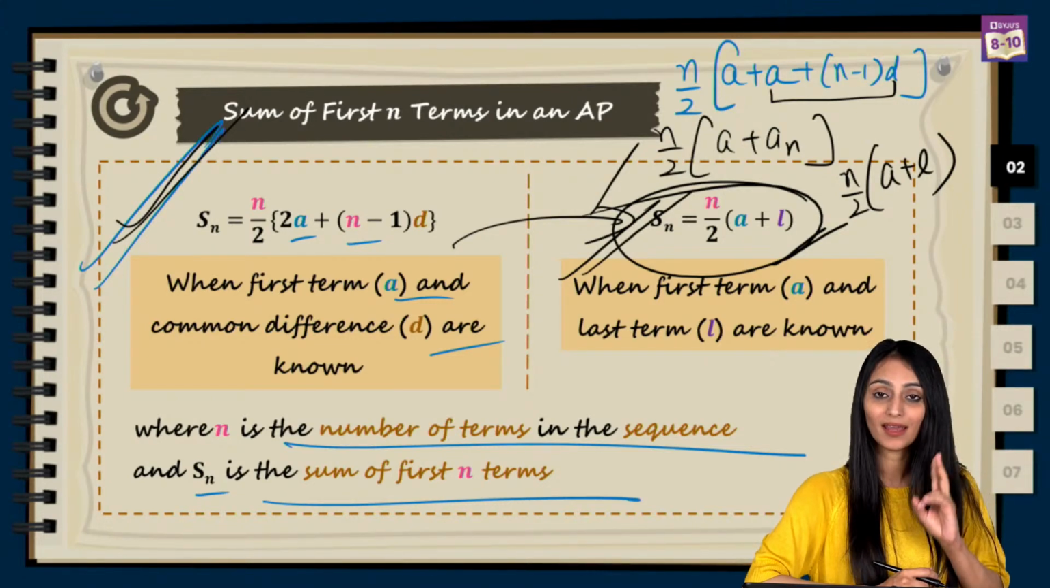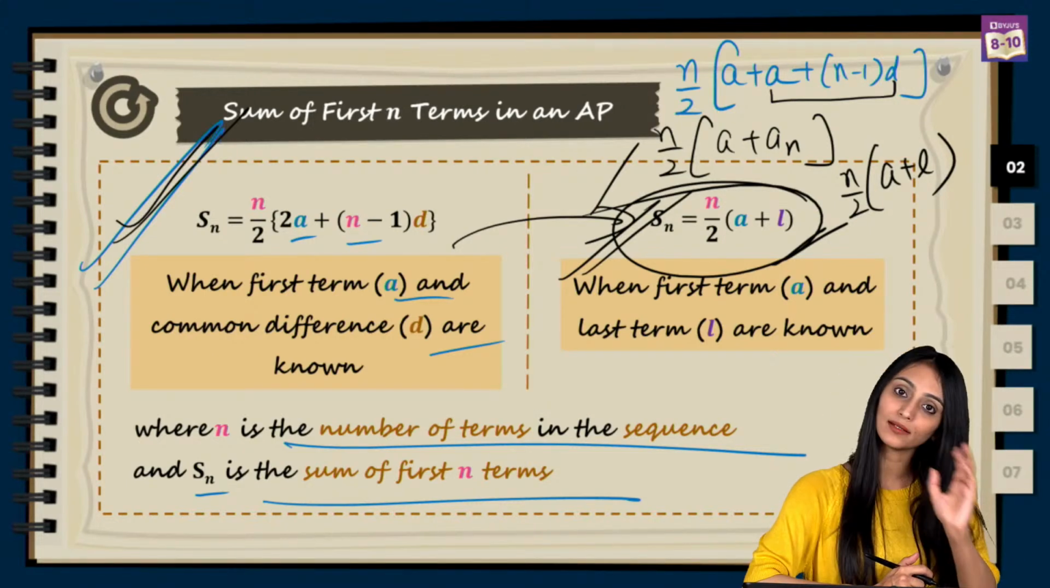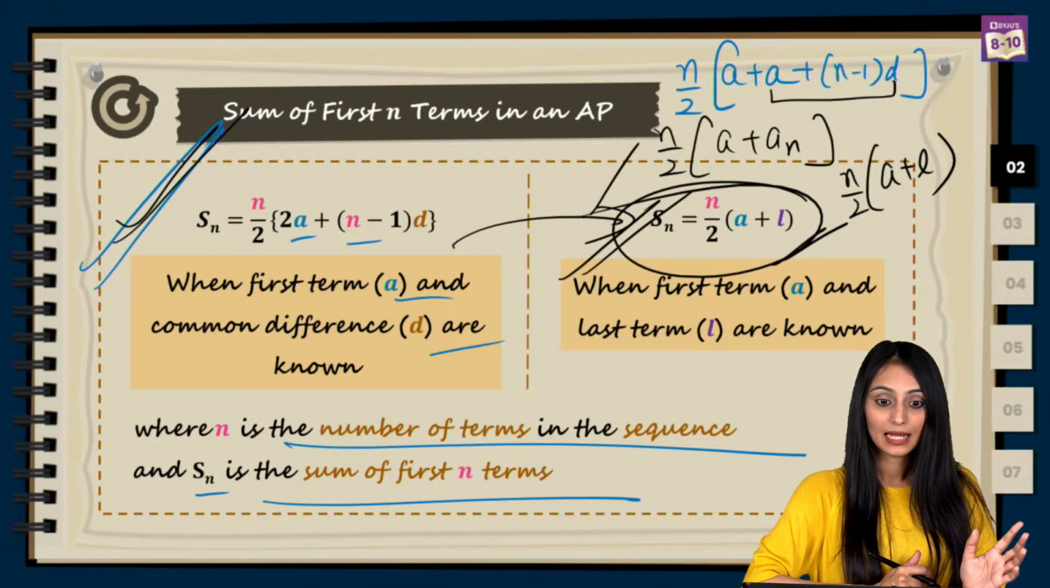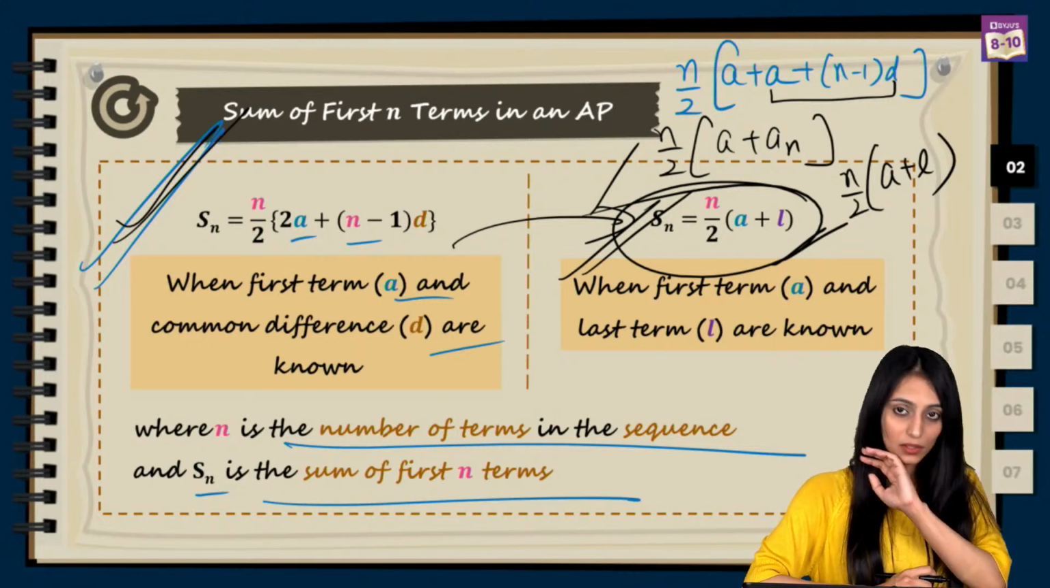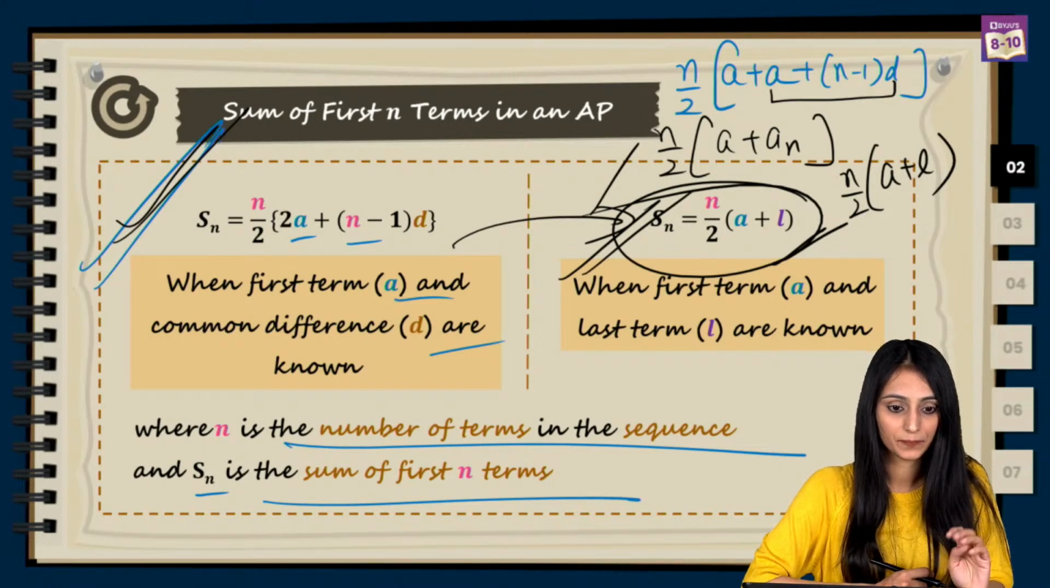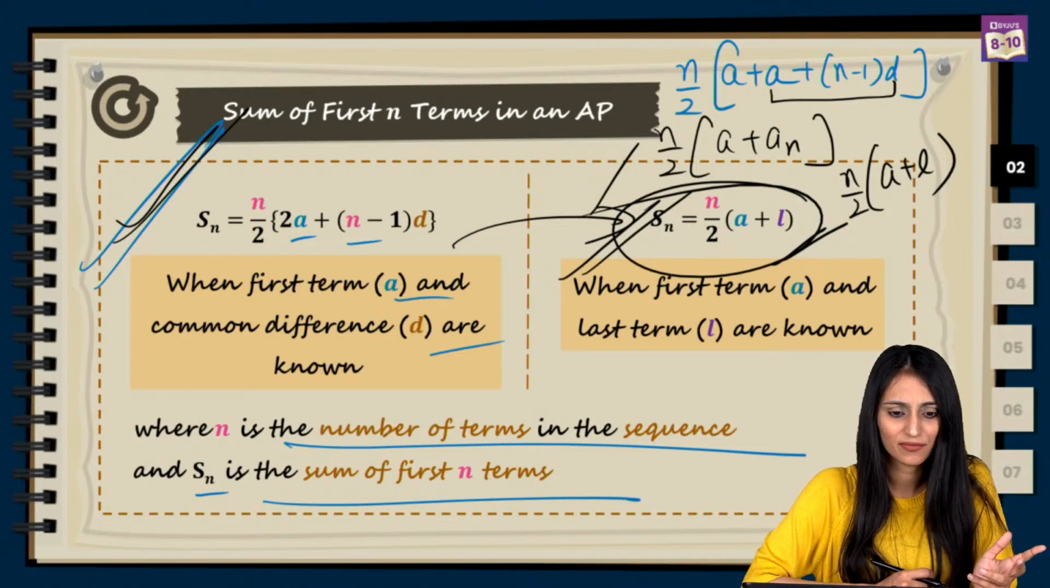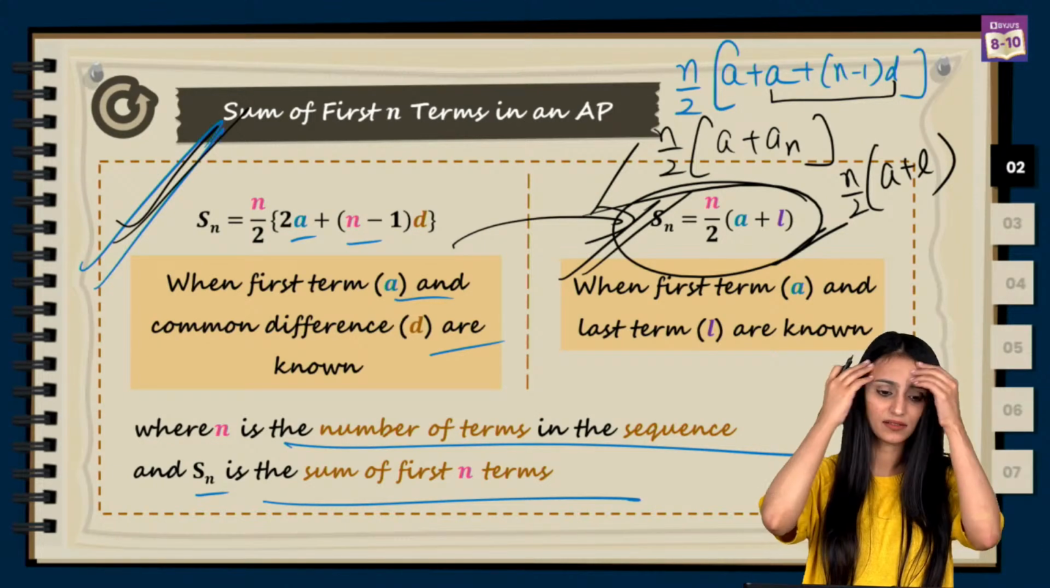Also, one more thing, the second formula is only applicable when you have the first term, last term and the number of terms, right? Let's say you do not have the last term, so in that case you won't be able to apply this formula. And definitely, marks will not be deducted. It is there in the NCERT. Yes, definitely. Please, whatever doubt you have, write in the comment section.